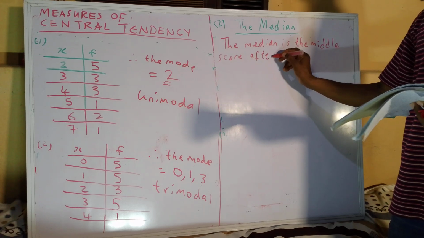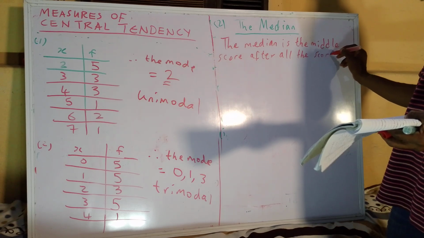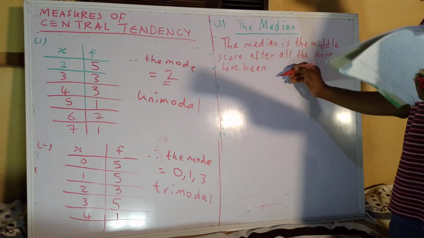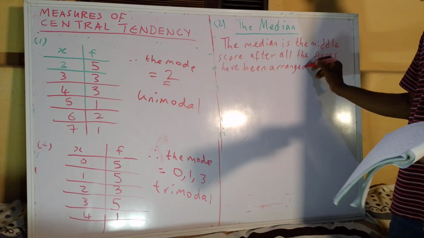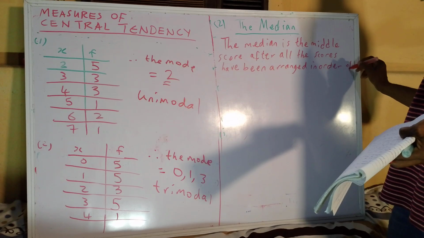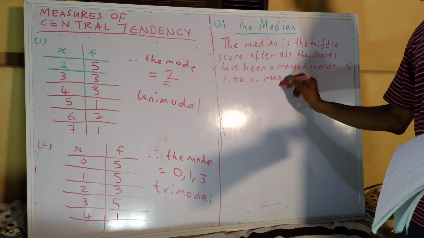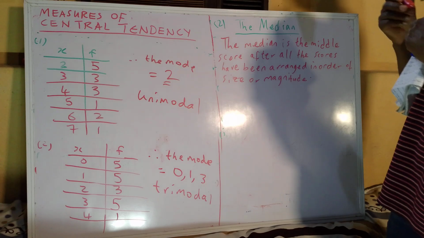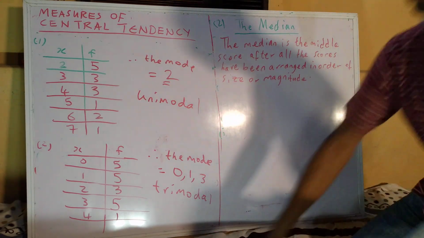after, let's get it word for word, all the scores have been arranged in order of size or magnitude. So the middle score, the median, is the middle score after all the scores have been arranged in order of size or magnitude. So let's take an example.